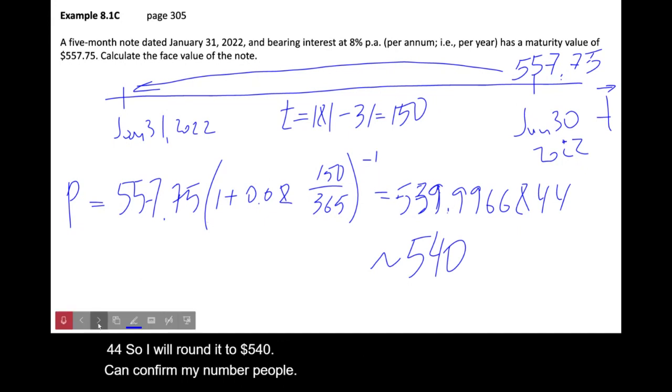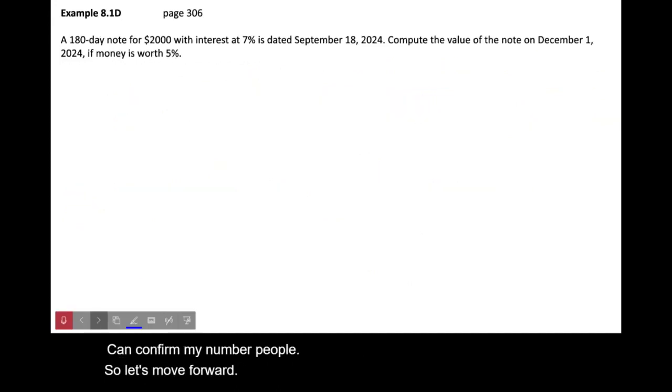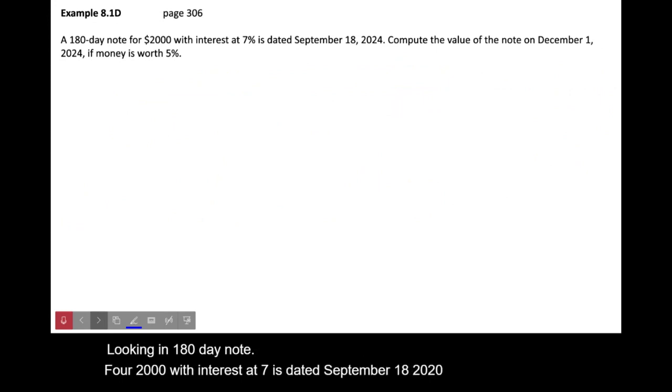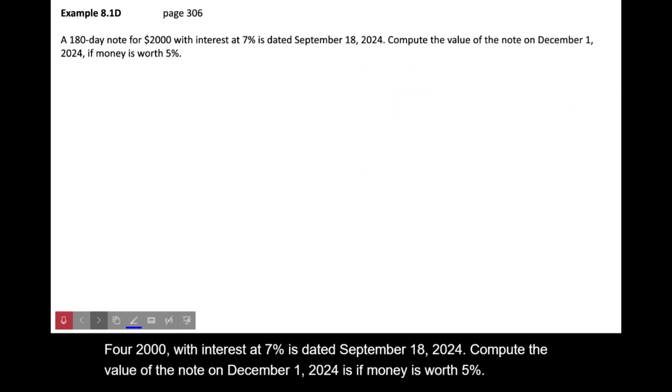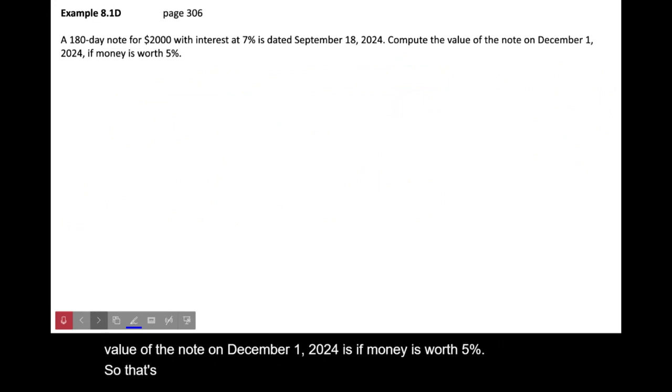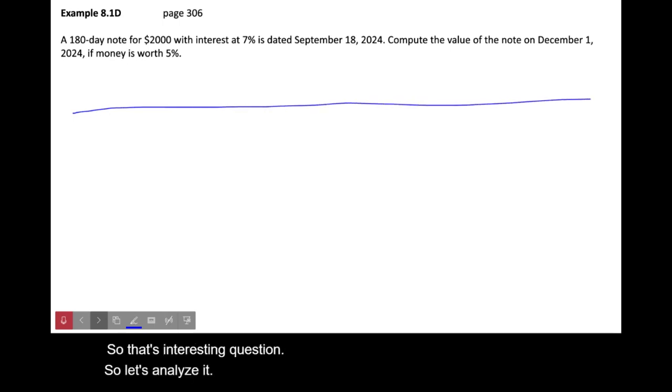Okay, so let's move forward. Oops, hold on. Okay, a 180-day note for 2,000 with interest at 7% is dated September 18, 2024. Compute the value of the note on December 1, 2024 if money is worth 5%. Okay, so that's an interesting question. So let's analyze it. First of all, is it an interest-bearing or non-interest-bearing note?